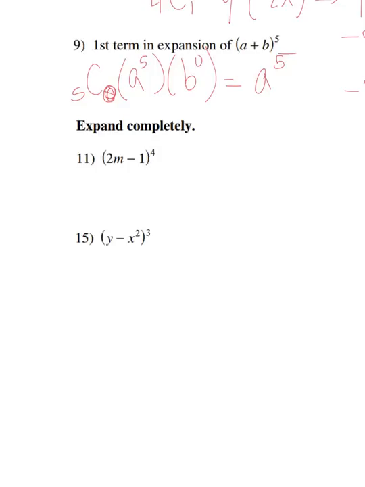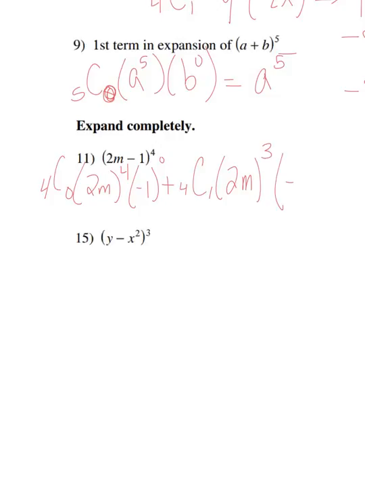Remember, I'm choosing out of a group of 4, so this would go 4 choose 0 times, and I take my first term, the 2m, apply my full power of 4, and my -1 gets a power of 0. Then I'm going to add my next term. It's going to go 4 choose 1 times 2m, and I drop the power by 1. I'm only going to put 3 of the powers there, times -1 to the 1.